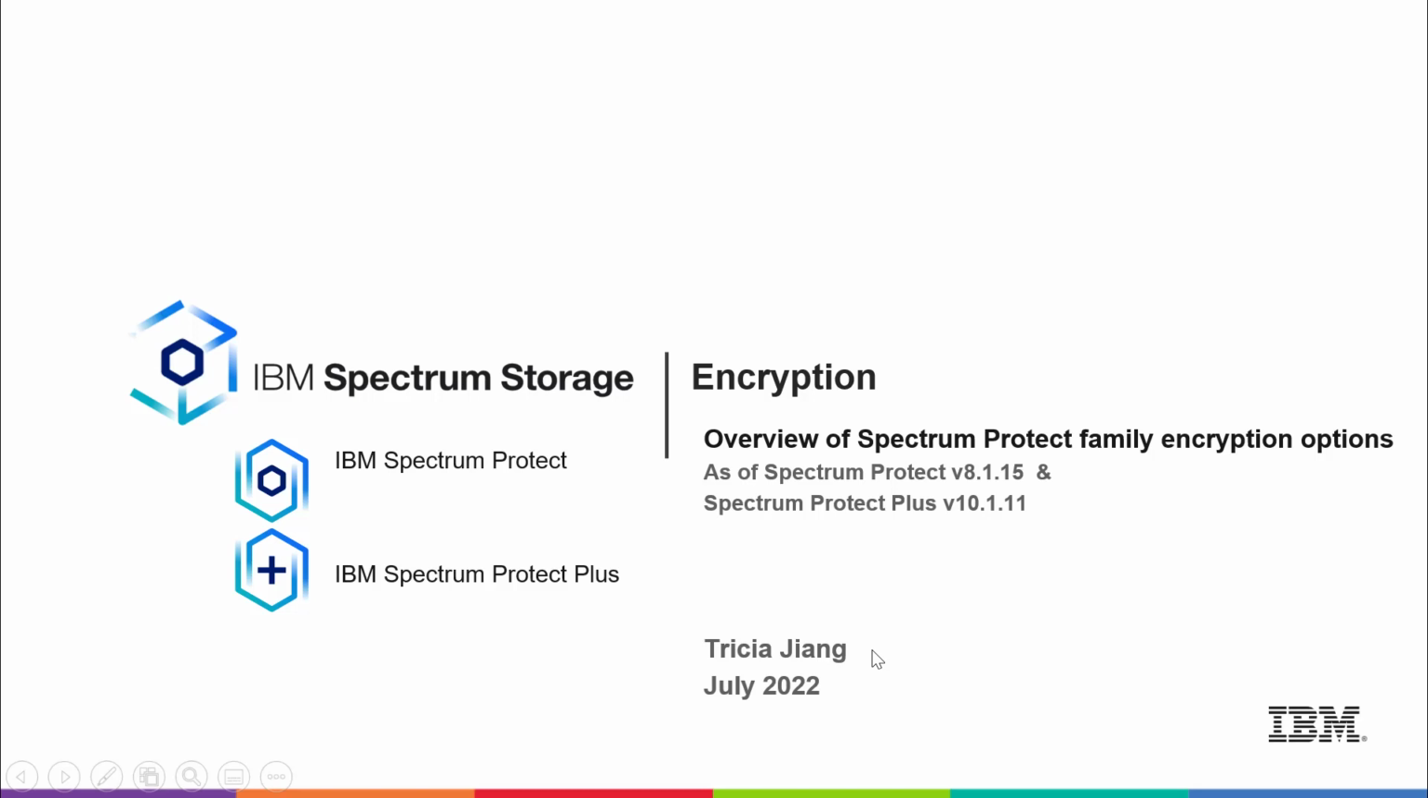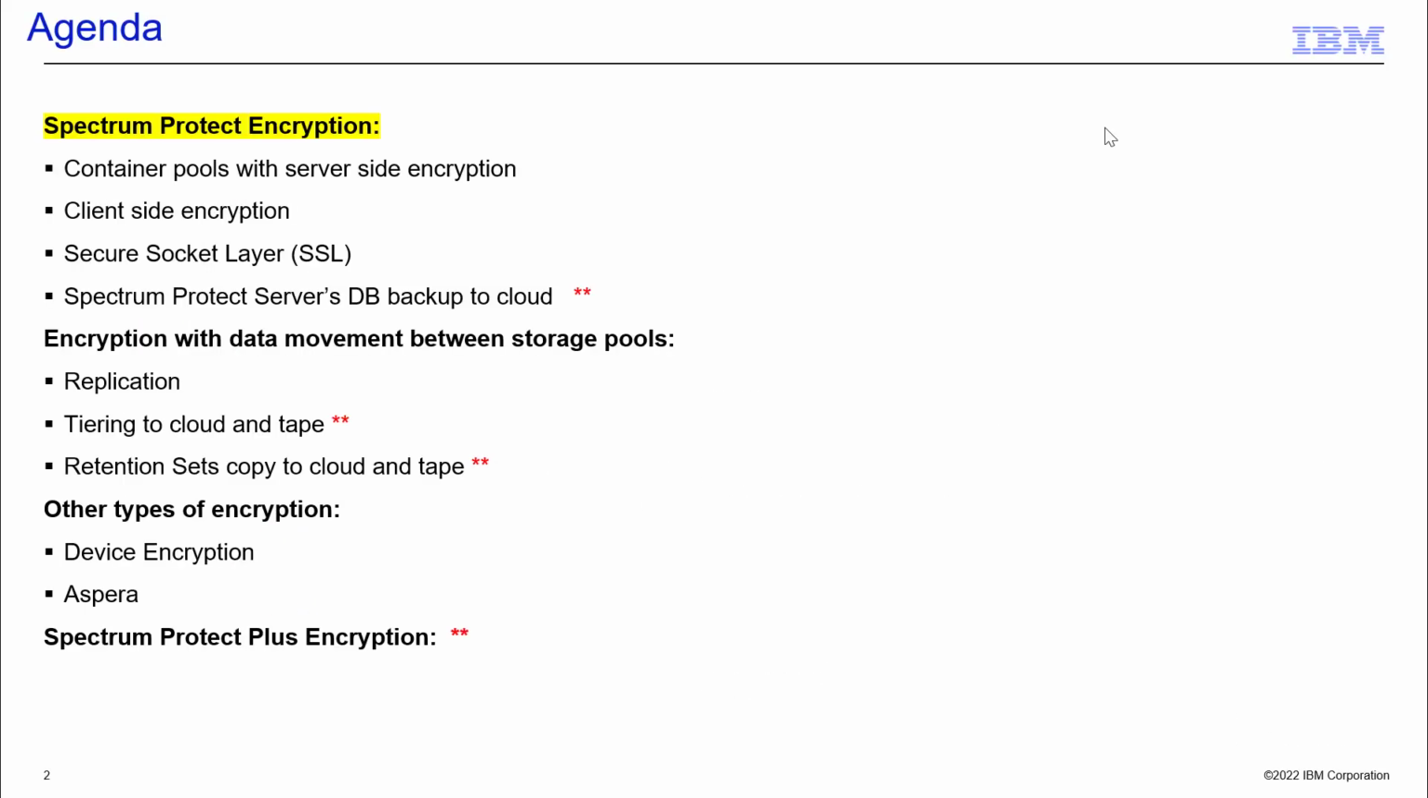In this presentation, I'll be covering the encryption features as of Spectrum Protect version 8.1.15 and Spectrum Protect Plus version 10.1.11. Encryption can occur in many different locations in the entire ecosystem of your production data, your backed up data, and the different copies you might be keeping of those backups.